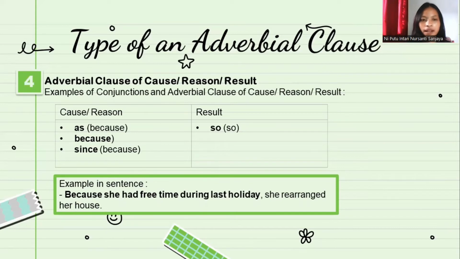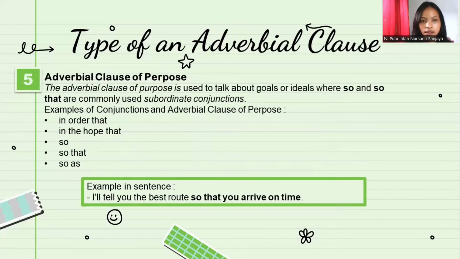Okay. For example of conjunction and adverbial clause of cause or reason or result, you can look at my screen. And for the example, you can also look at my screen too. So the next is adverbial clause of purpose. The adverbial clause of purpose is used to talk about goals or ideals where so and so that are commonly used subordinate conjunction. For example of conjunction and adverbial clause of purpose, you can look at my screen. An example in sentence, you can also look at the screen.